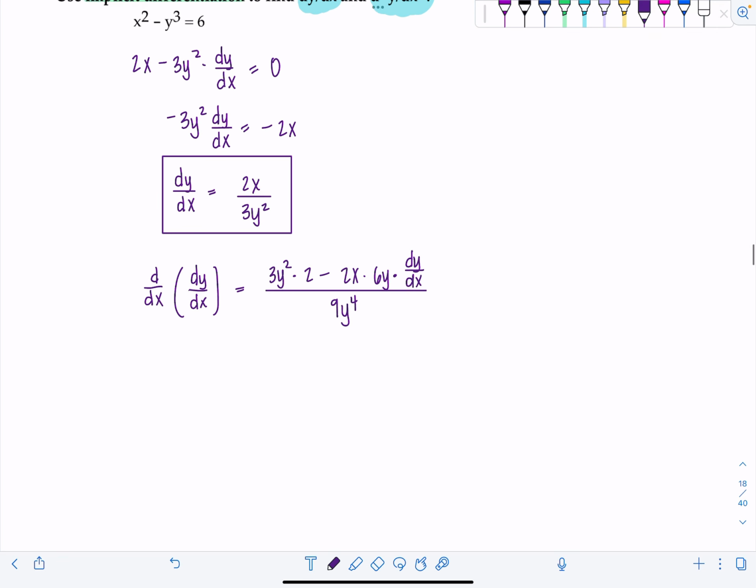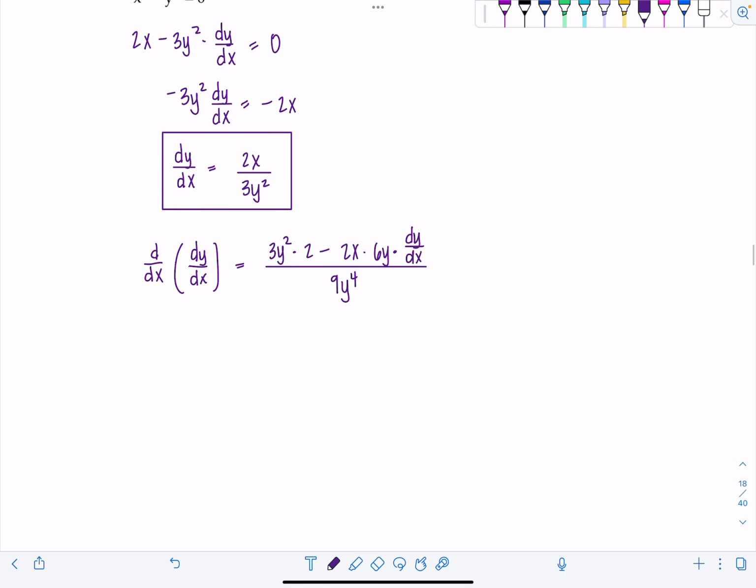Okay, good. Now the cleanup crew comes in. Let's clean this up. So the numerator is going to be 6y squared minus 12xy times dy dx. Oh no, we don't leave dy dx. We replace it with what it's equal to, namely 2x over 3y squared. And then we still have 9y to the 4th down there.